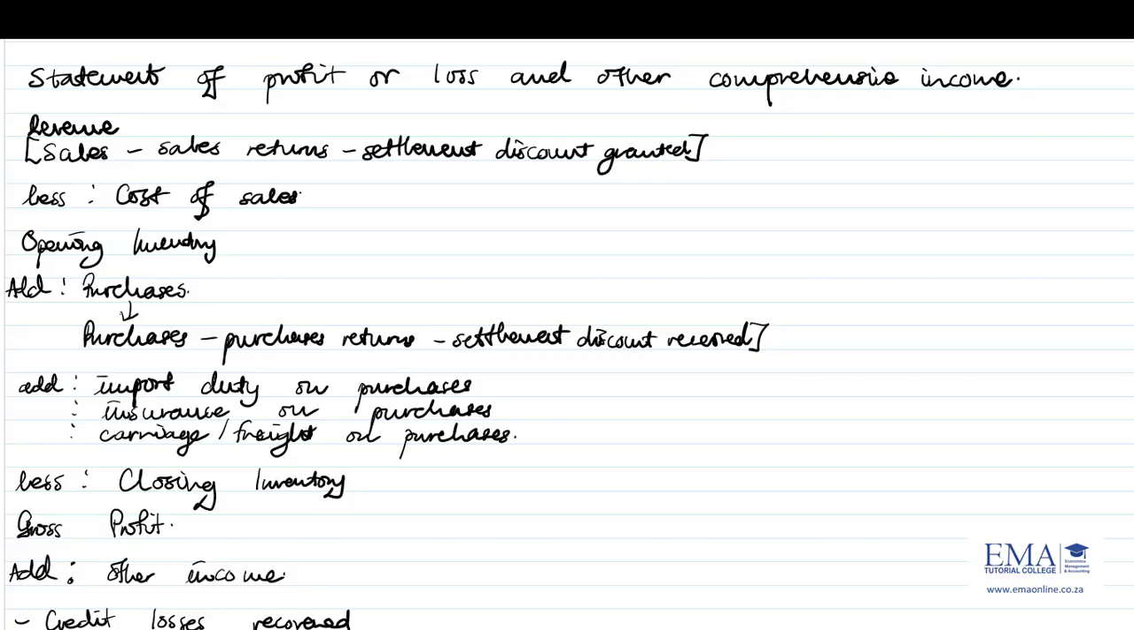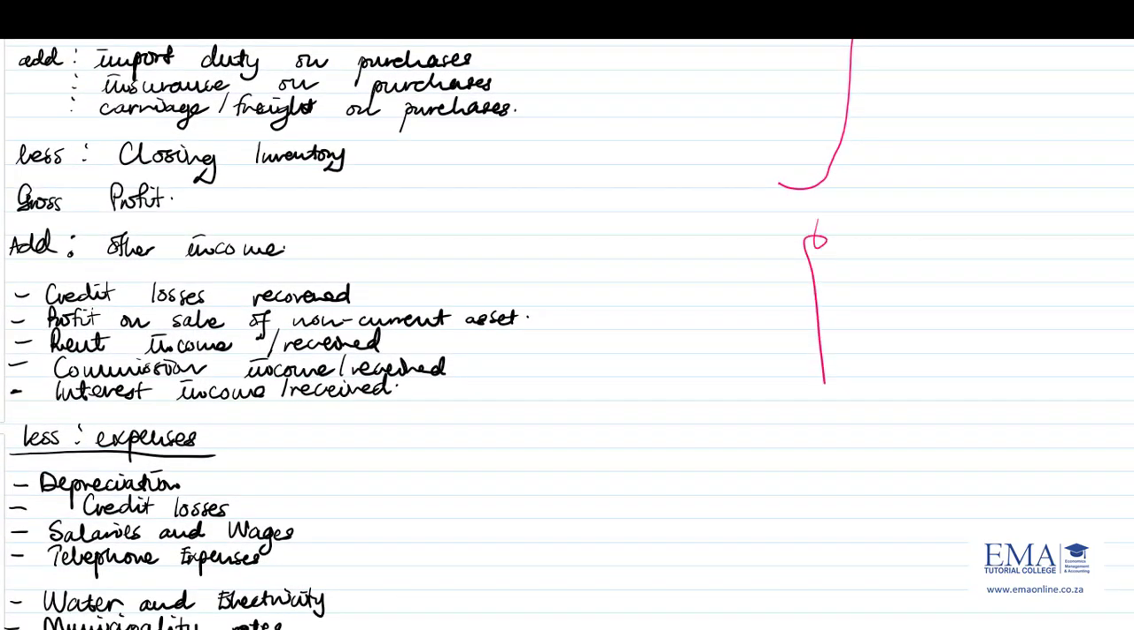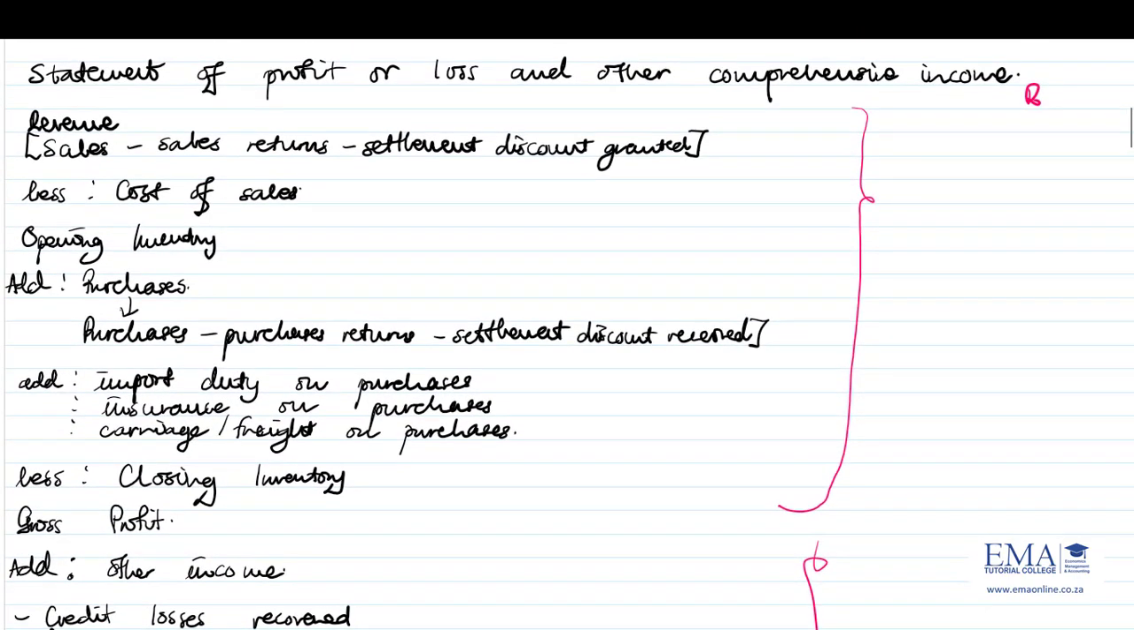So now we're doing the statement of profit or loss and other comprehensive income. What is that? At the end of the financial year, the business will prepare the statement of profit or loss and other comprehensive income to see whether they made a profit or, in some unfortunate circumstances, a loss. The statement of profit or loss comprises the trading account, from your revenue until your gross profit, and then the profit or loss account, from your other income until you get your net profit.